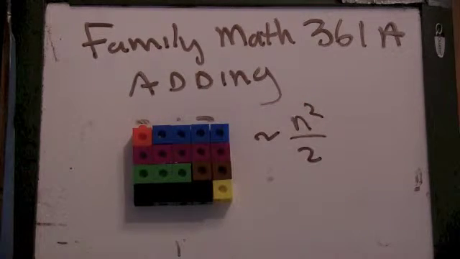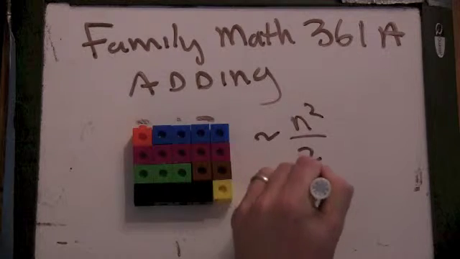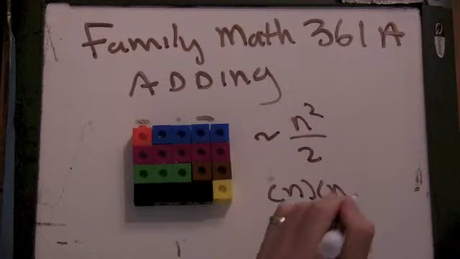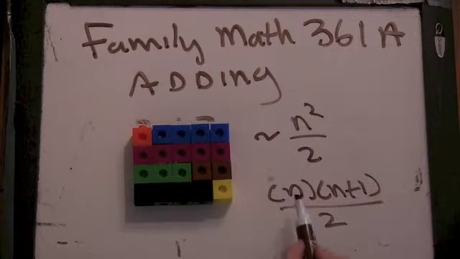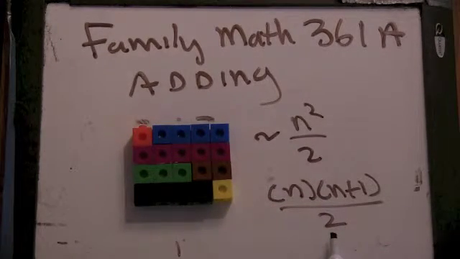What is the actual formula? It's n times n plus 1 over 2. And we can see for 4 we got 4 times 5 over 2.